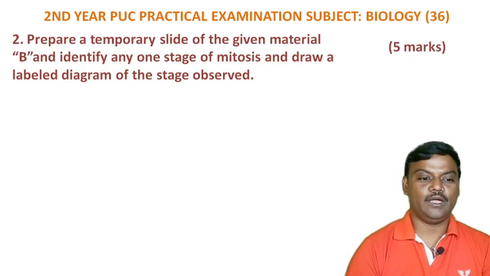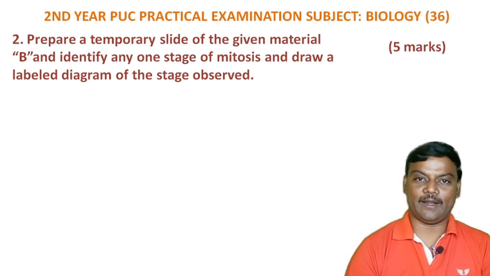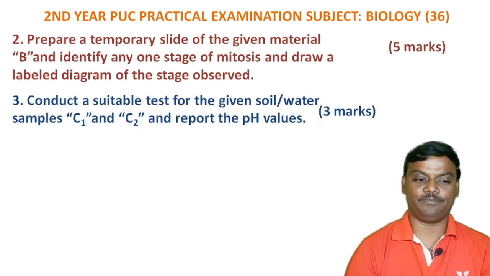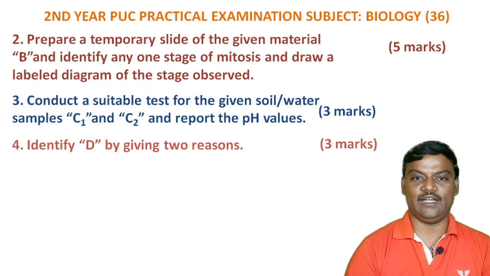Question number 2 is common for every student in the practical examination. That is, prepare a temporary slide of given material B, identify any one stage of mitosis and draw a labeled diagram of the stage observed. It carries 5 marks. Question number 3: conduct a suitable test for the given soil or water sample C1 and C2 and report the pH value. It carries 3 marks. Question number 4: identify D by giving 2 reasons. It is the fourth question.